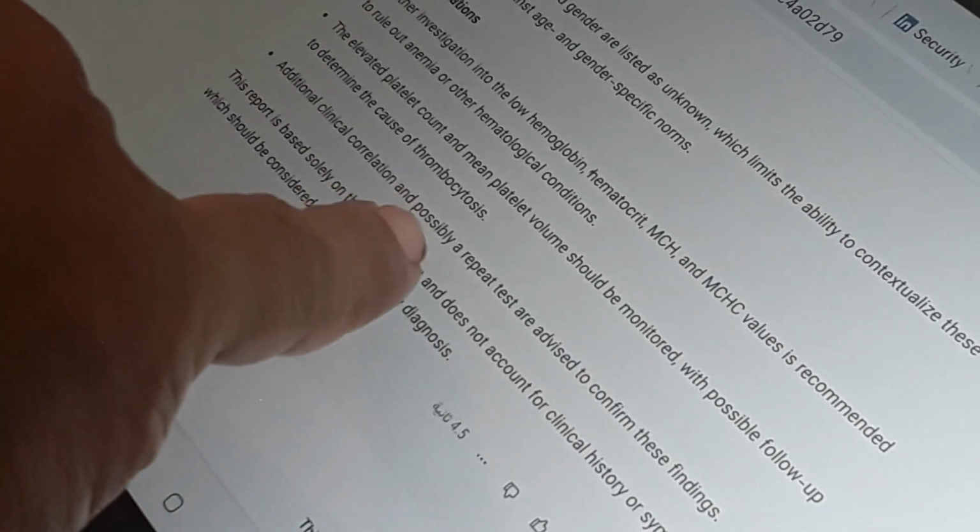The elevated platelet count and the mean platelet volume should be monitored with possible follow-up to determine the cause of this item. So we can ask it what's the treatment. Additional clinical correlation and possibly a repeat test are advised to confirm these findings. So you can ask what are the treatment.